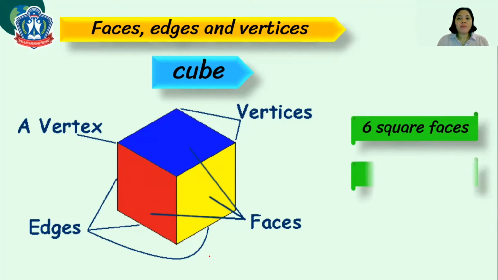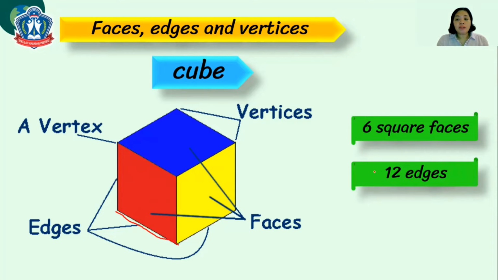Now, we also have what we call an edge. An edge, children, is the part where the faces meet. So this one, the lines, is what we call an edge. A cube, children, has 12 edges. You have 4 edges on the top here, then you also have 4 on the side: 1 here, 2, 3, and one at the back here. So that is 8 now. Then at the bottom, you have another 4. So you have 12 edges.